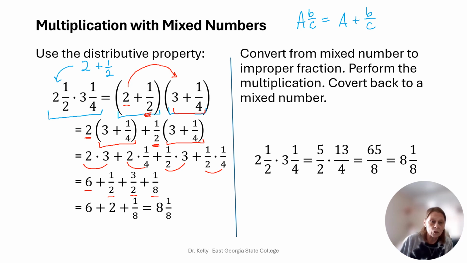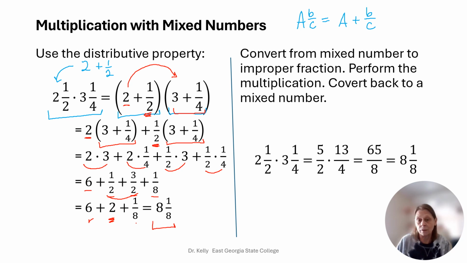And then I just looked to see where I could put things together easily here, and 1/2 plus 3/2 is 4/2, which is 2. So then I have 6 plus 2 plus 1/8, which saved me from doing a whole lot of awful fractions. We wound up with 8 1/8.